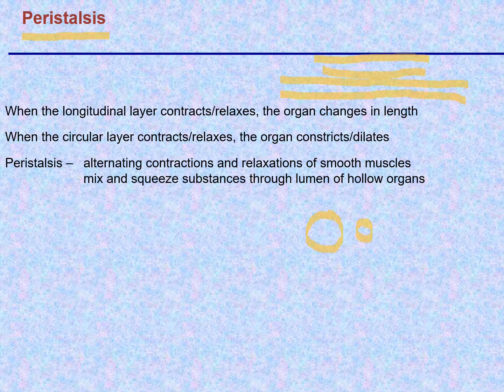And that constant contraction and relaxation that occurs in the smooth muscle tissue around the GI tract is called peristalsis, and it helps to mix substances and move them along through the entire tract, going from the front end at the mouth to the rear end at the rectum.